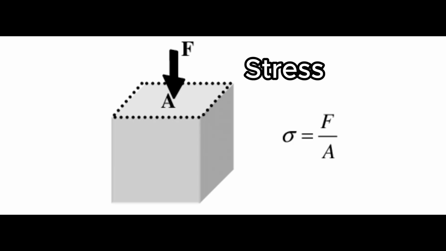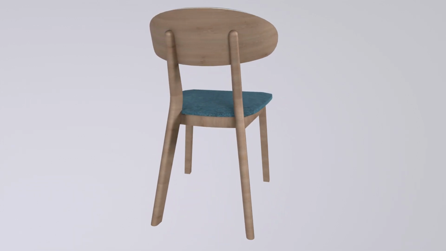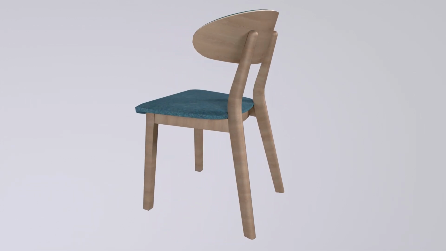In material science, stress is defined as sigma equals F over A, where F is the force applied and A is the cross-sectional area of the material. Chairs are designed to minimize stress by using strong material or increasing the contact area.